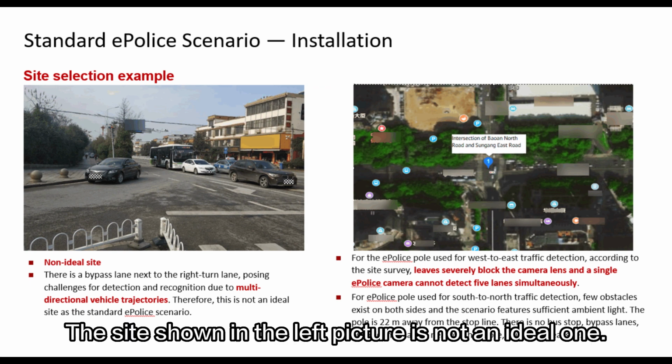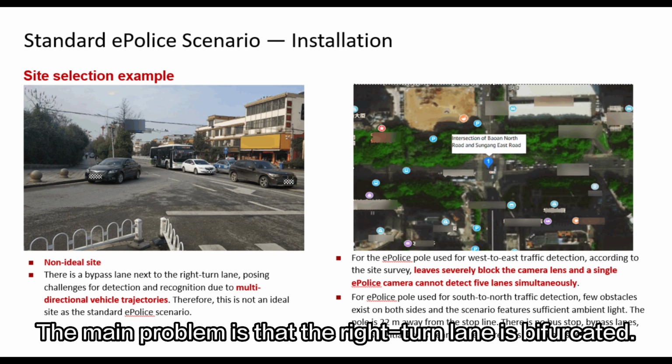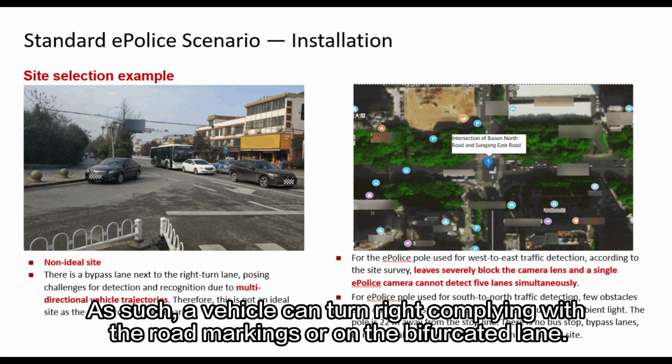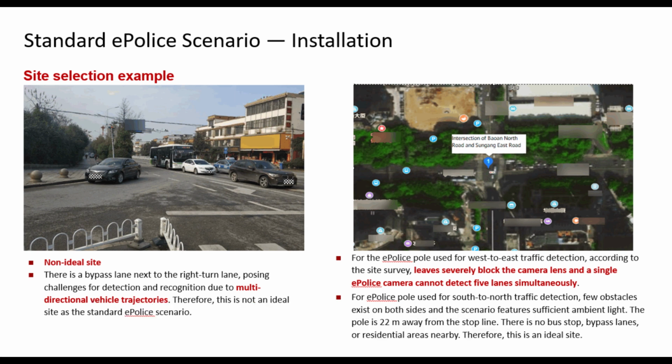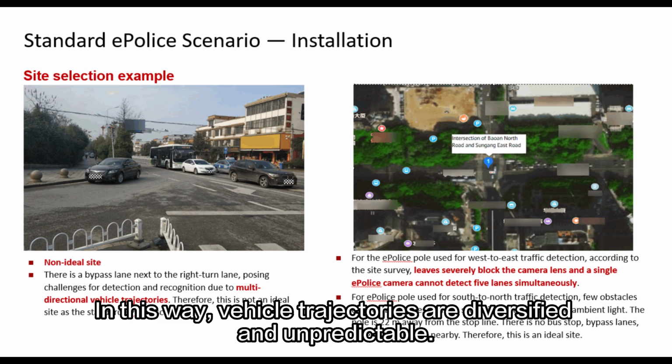The site shown in the left picture is not an ideal one. The main problem is that the right turn lane is bifurcated. As such, a vehicle can turn right complying with the road markings or on the bifurcated lane. In this way, vehicle trajectories are diversified and unpredictable.